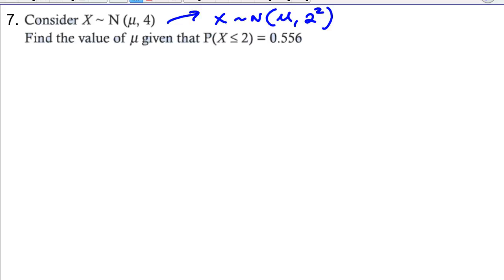So what we need to do here is you can transform the X values to z-scores because you don't know what the mean is. We can use our calculator, but well, a proper way is to transform to z-score. So transform X value to z-score.